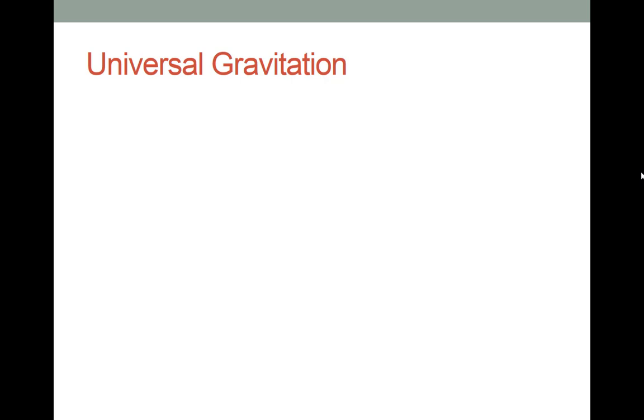It could be the sun and the earth. It could be the earth and the moon. It could be between me and my microphone. Any two objects with mass. The form of the law of universal gravitation, I use F sub g, is given by G times the two masses, m1 and m2, divided by the distance between them squared.